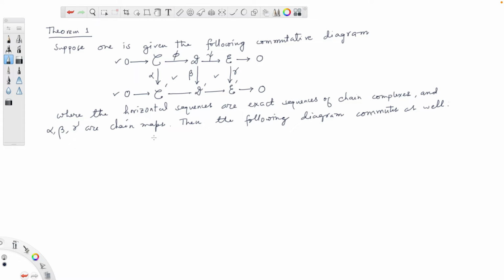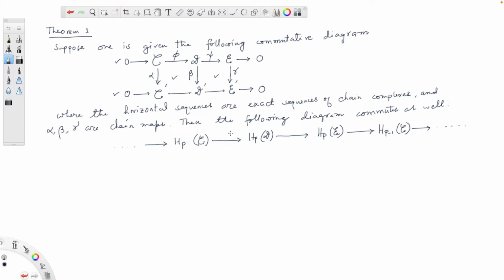So one has the pth homology group of the chain complex C, and from HPC to HPD, and then from HPD to HPE, which is the pth homology group of the chain complex E, and then from HPE to HP minus 1 C, and goes on like that on the right.